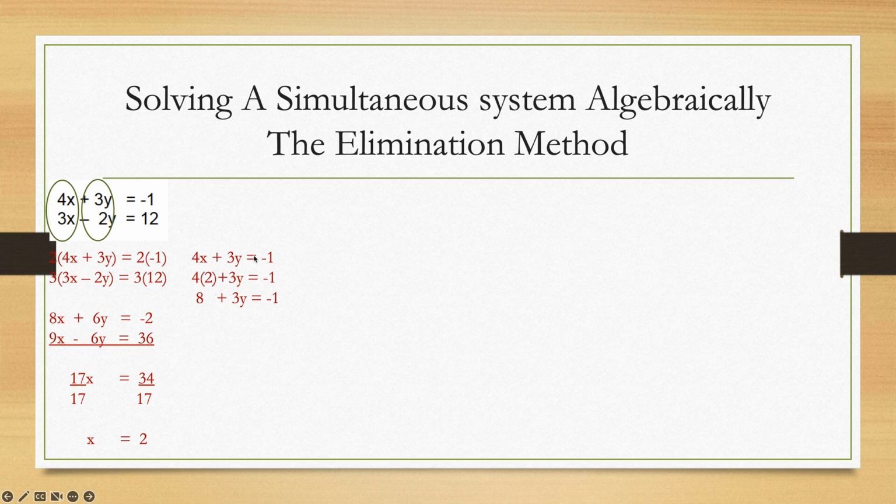So 4x plus 3y is negative 1. Plugging in the 2 that I got for x, 4 times 2 is 8, plus 3y is negative 1. Subtracting the 8, 3y is negative 9. Dividing by 3, y is negative 3.